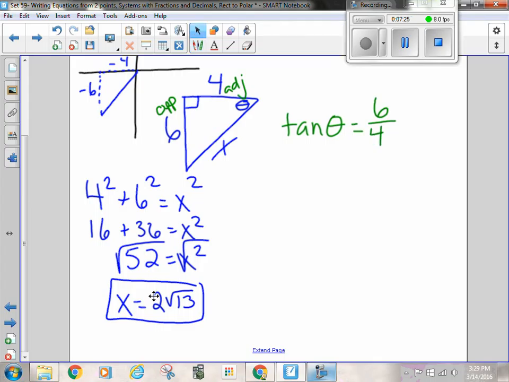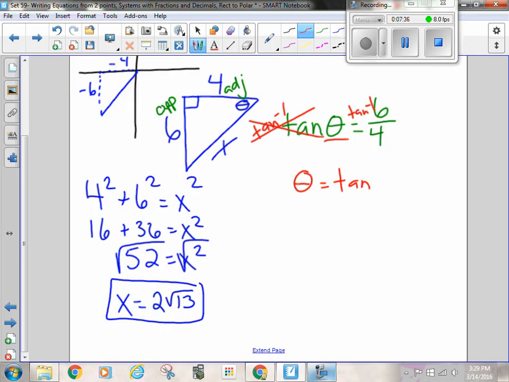This is one of those where I'm looking for the angle. So I have to use inverse tangent. Those will cancel. So I have theta equals the inverse tangent of 6 over 4. I'm just going to type that into my calculator here. So then I have theta equals 56.31.